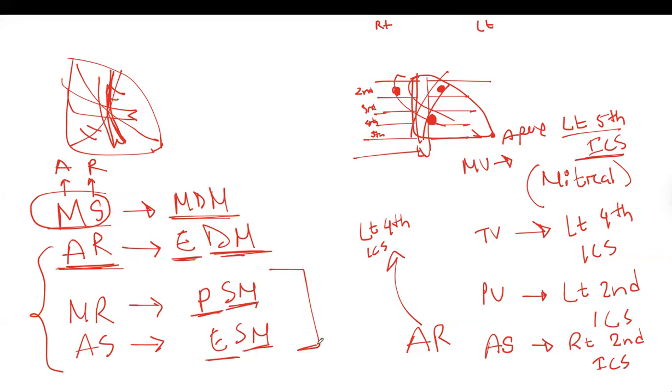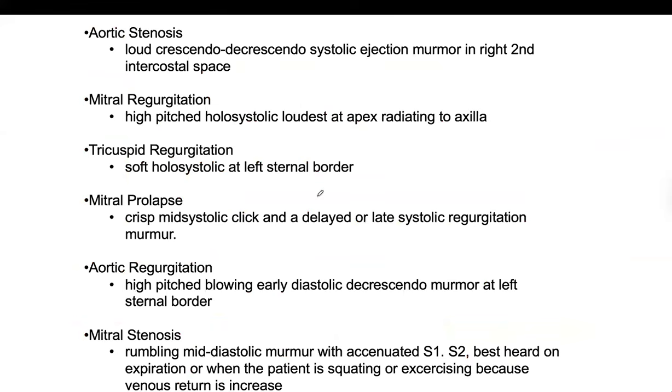Now, these two murmurs also radiate. Mitral regurgitation murmur radiates to the axilla, whereas aortic stenosis murmur radiates to the carotid or to the neck. Okay? Make sense? Everyone clear? If you can remember in this way, it becomes very easy.